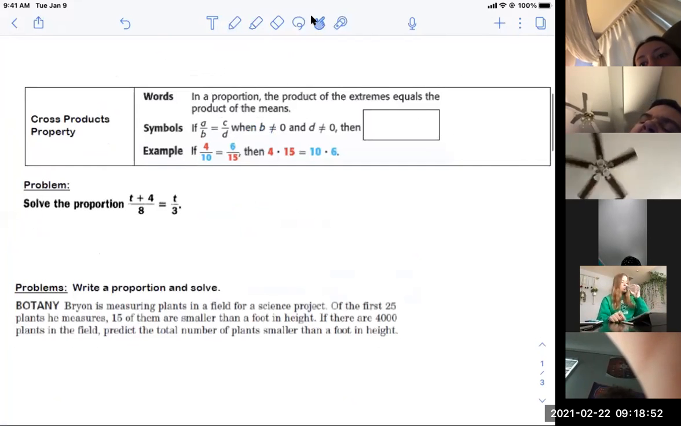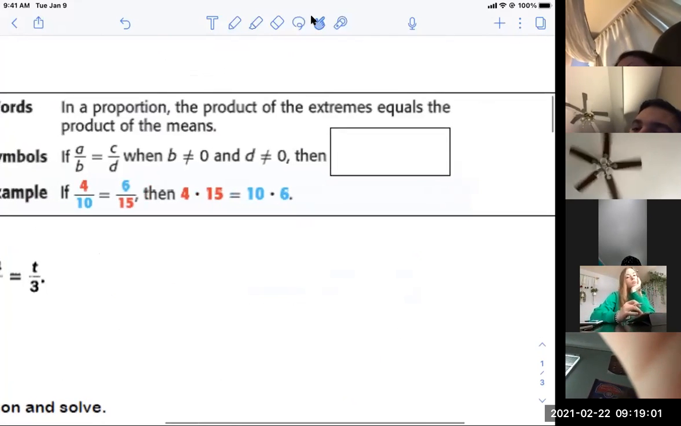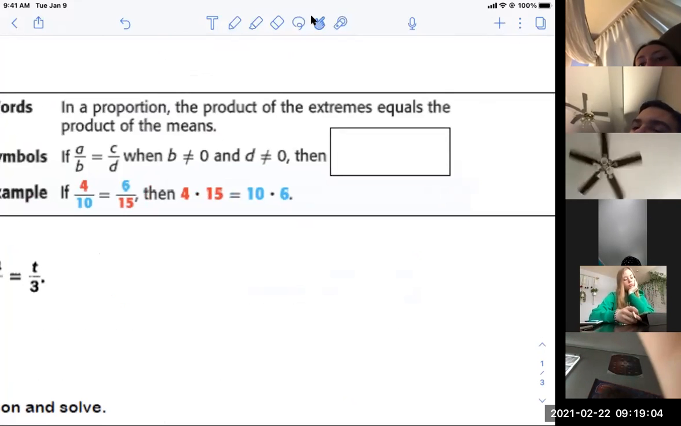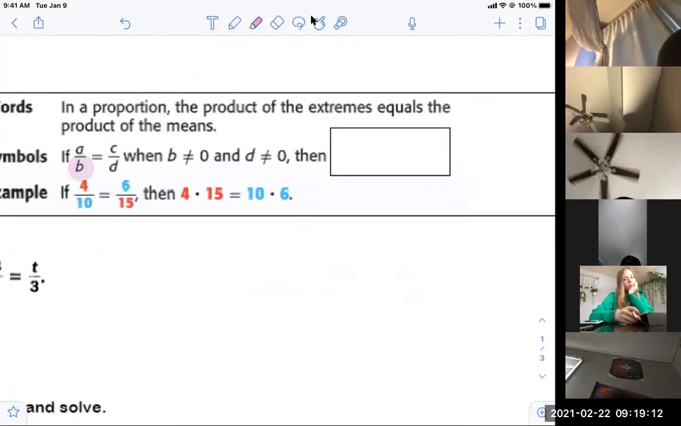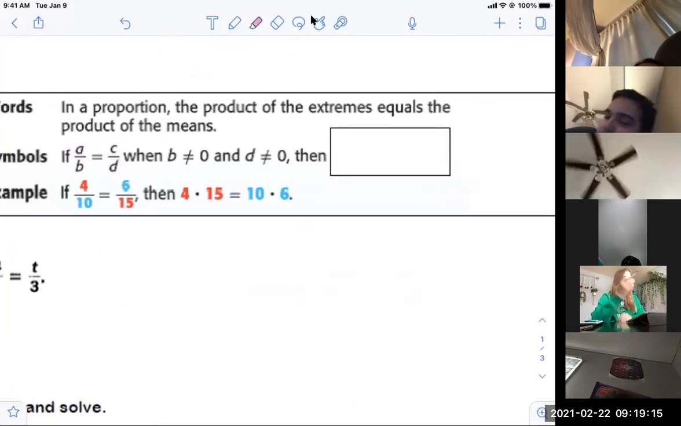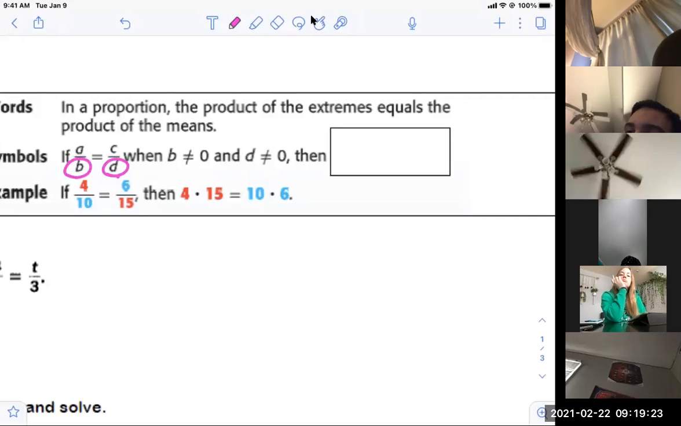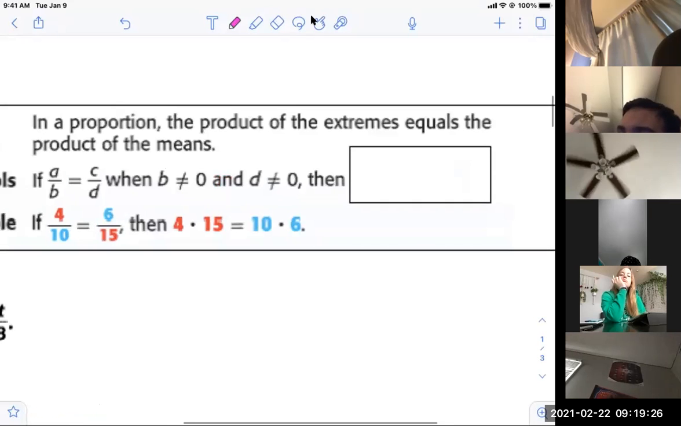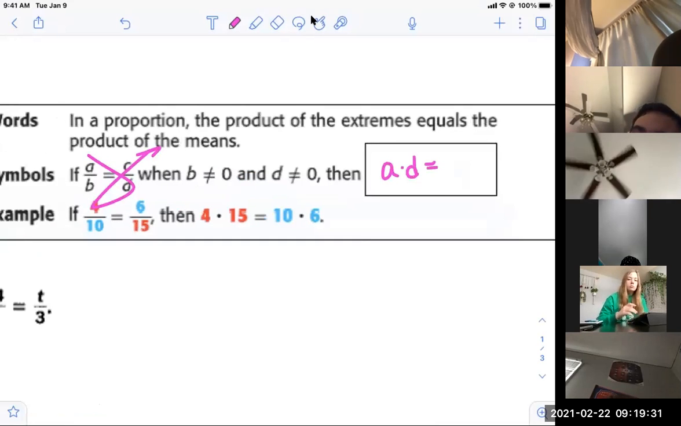Okay, and then cross multiplying is actually also called the cross products property. So they're going to say the product of the extremes equals the product of the means. I don't really care if you know which ones are which, but the means are the two values in the corners, like lower left and upper right, and the extremes are the other ones. It really does not matter to me if you know that terminology. What you do need to know is, again, ratios will never have zeros in the denominators. That's why it's saying B and D cannot be 0. But when you cross multiply that, it would give you A times D equals B times C.